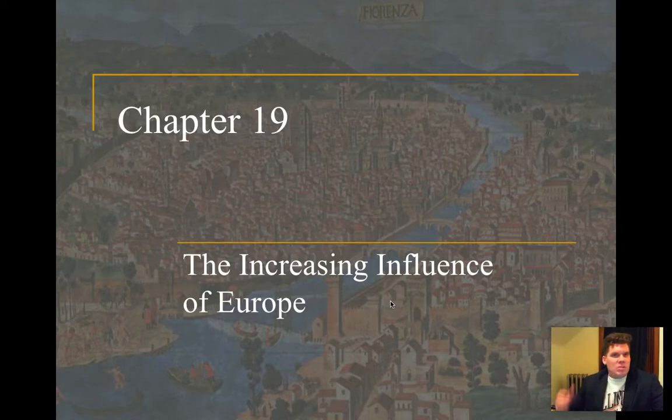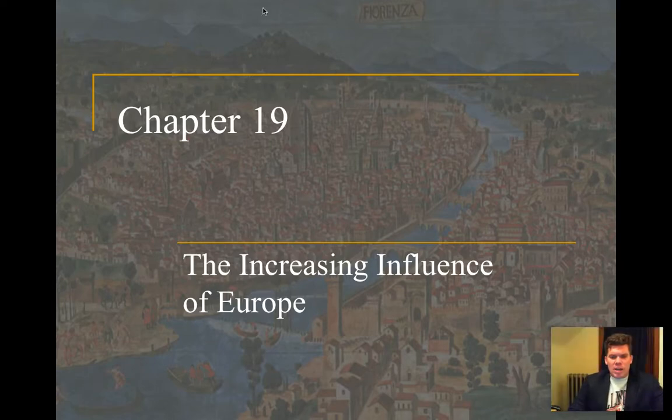It kind of cuts off before the Black Plague hit Europe, and the book focuses more on the Black Plague as a Eurasian event, which in truth it is. I kind of like how it presents it in that way. But anyway, let's get to it. The increasing influence of Europe.